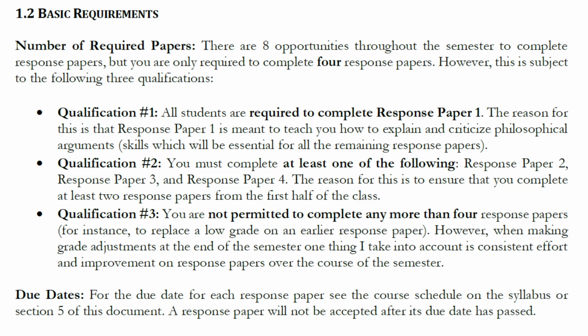The reason for this is to ensure that you complete at least 2 papers in the first half of the course. A primary objective of this assignment is to allow you to improve your work on the papers as the semester progresses and as you become more familiar with philosophy and with philosophical argument. And that just will not be possible if you wait until the very end of the semester to turn in any response papers. So this requirement just ensures that half of the papers you will write will come in the beginning portion of the course.